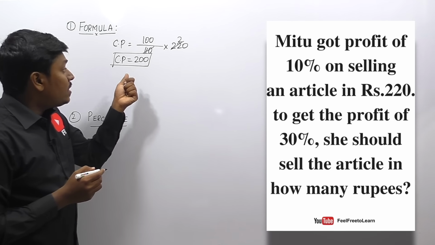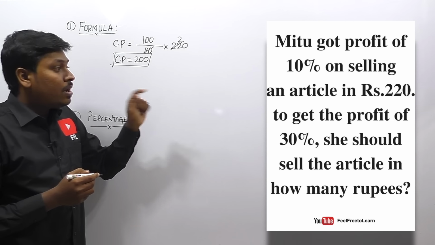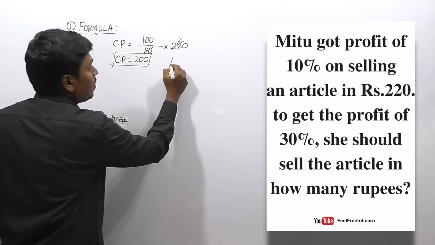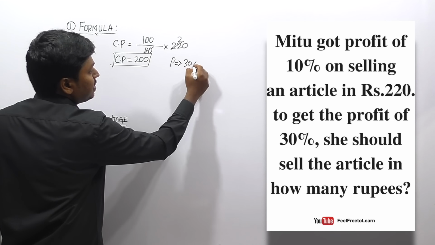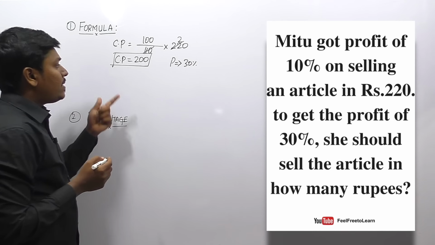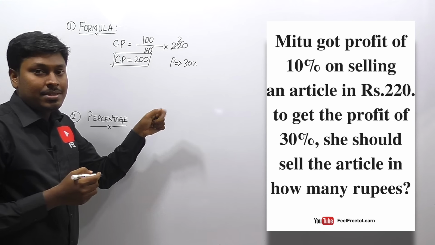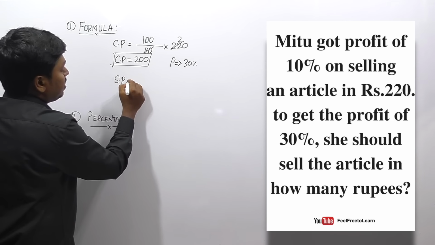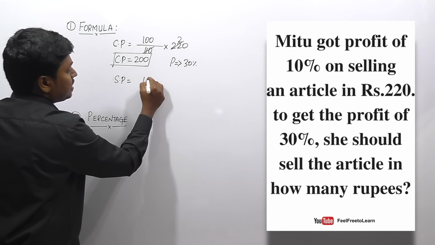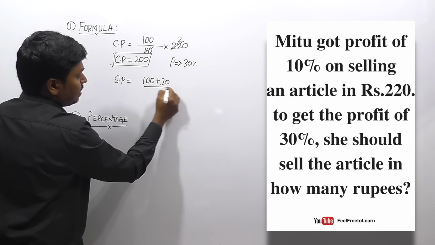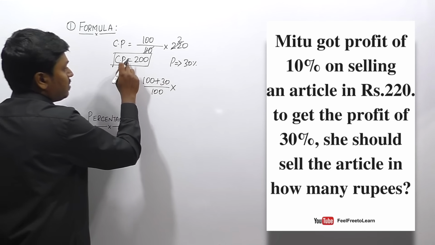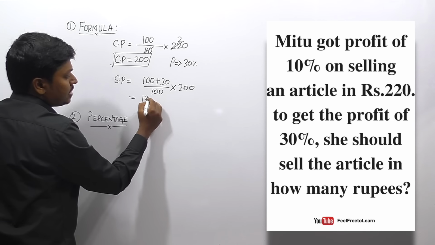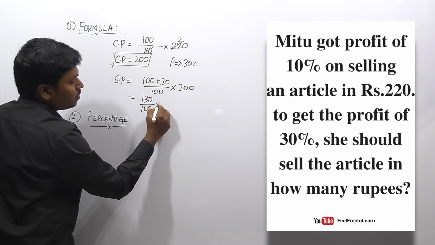Now he needs to sell this article to gain a profit of 30%. So the cost price is 200 and the profit percentage should be 30%, right? We need to find the amount for which he should sell the same article to get 30%. So friends, selling price is equal to 100 plus profit percentage, that is 100 plus 30, divided by 100, into cost price. The cost price is 200. So 100 plus 30 will be 130. 130 divided by 100 into 200.